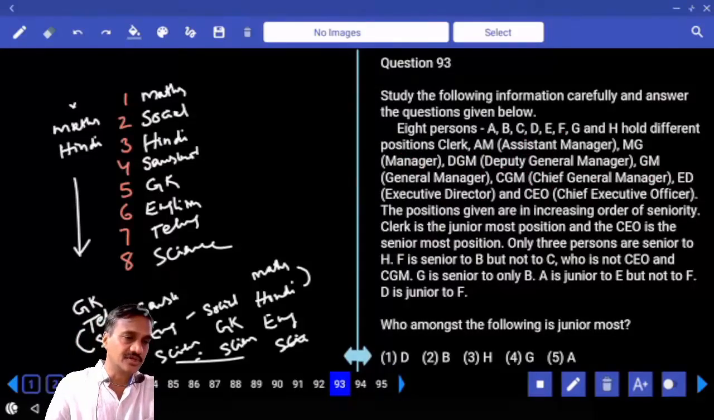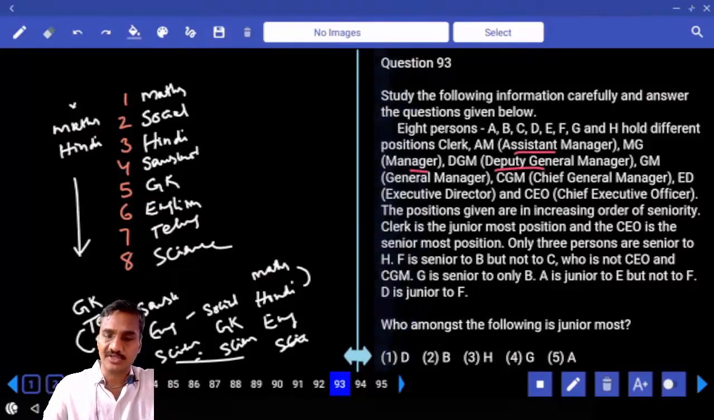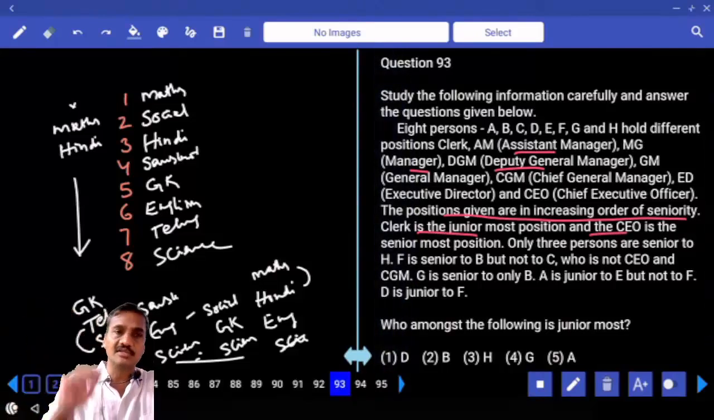Then 93 onwards. Now in questions 93 to 97, 8 persons are there. And who are those 8? A, B, C, D, E, F, G and H hold different positions, clerk, assistant manager and so on. Now whenever this is given, we need to check for the hierarchy, whether the hierarchy is given or not. Assistant manager, deputy general manager, manager and so on. The positions given are in increasing order of seniority. Clerk is the junior most and CEO is the senior most.